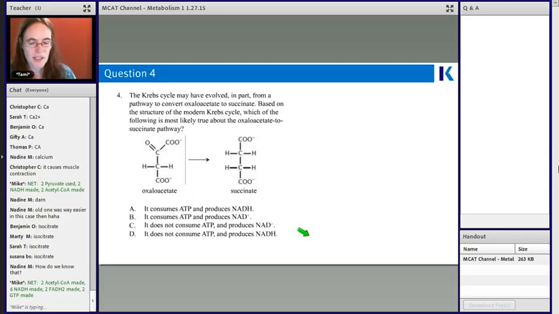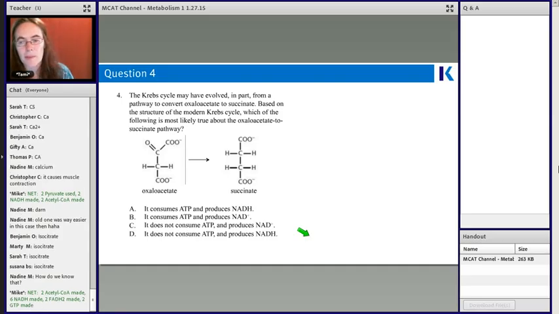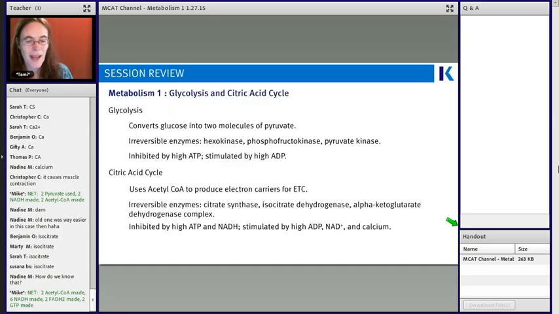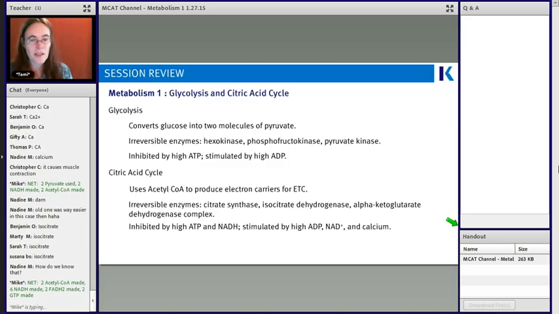I want you guys to do this one at home as homework. Again, the benefit of homework is being able to look at some of the information that we went through and doing it on your own. So metabolism 1, we looked at glycolysis. This converts glucose into 2 molecules of pyruvate. There are irreversible enzymes of hexokinase, phosphofructokinase, and pyruvate kinase. This is inhibited if we have lots and lots of ATP. It's stimulated by a high amount of ADP.